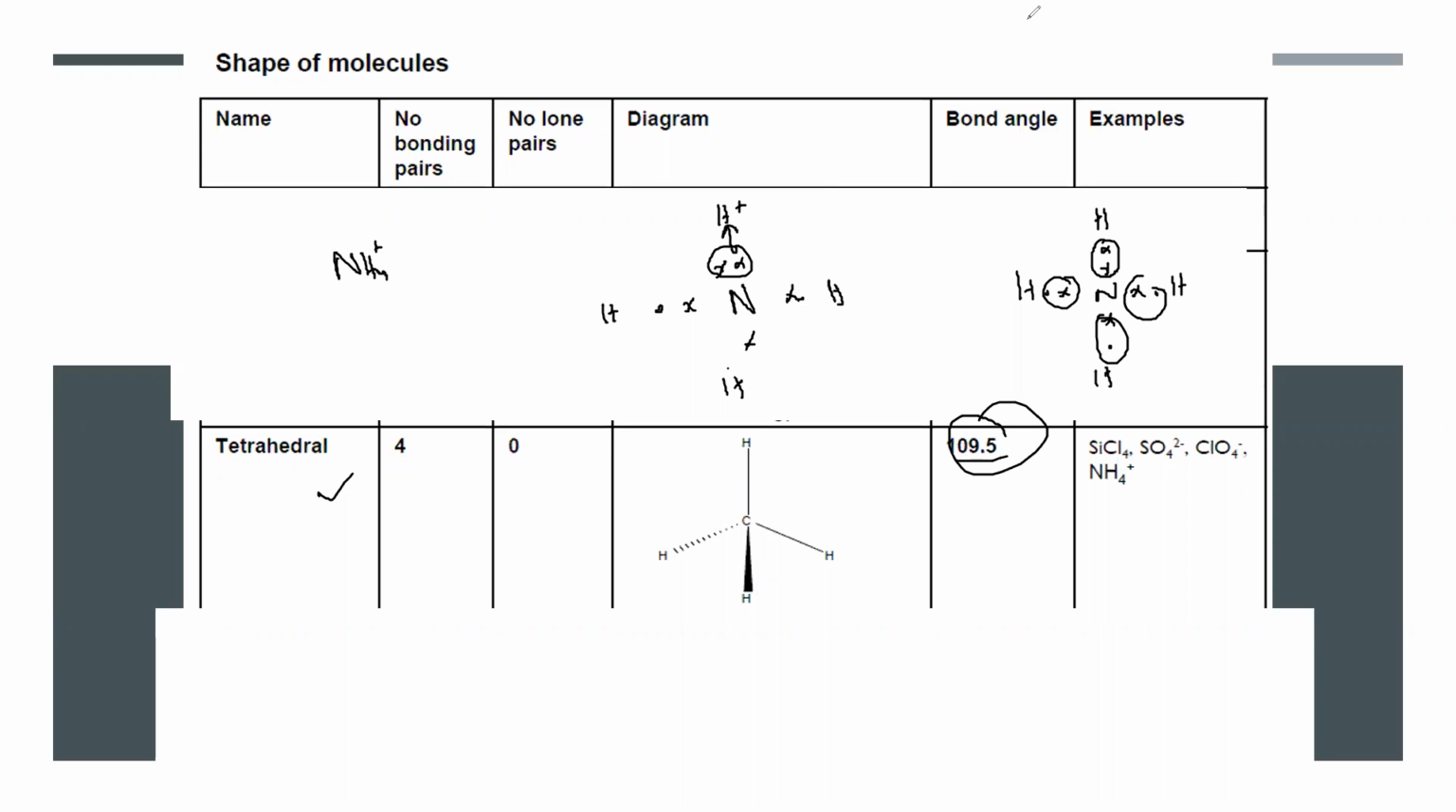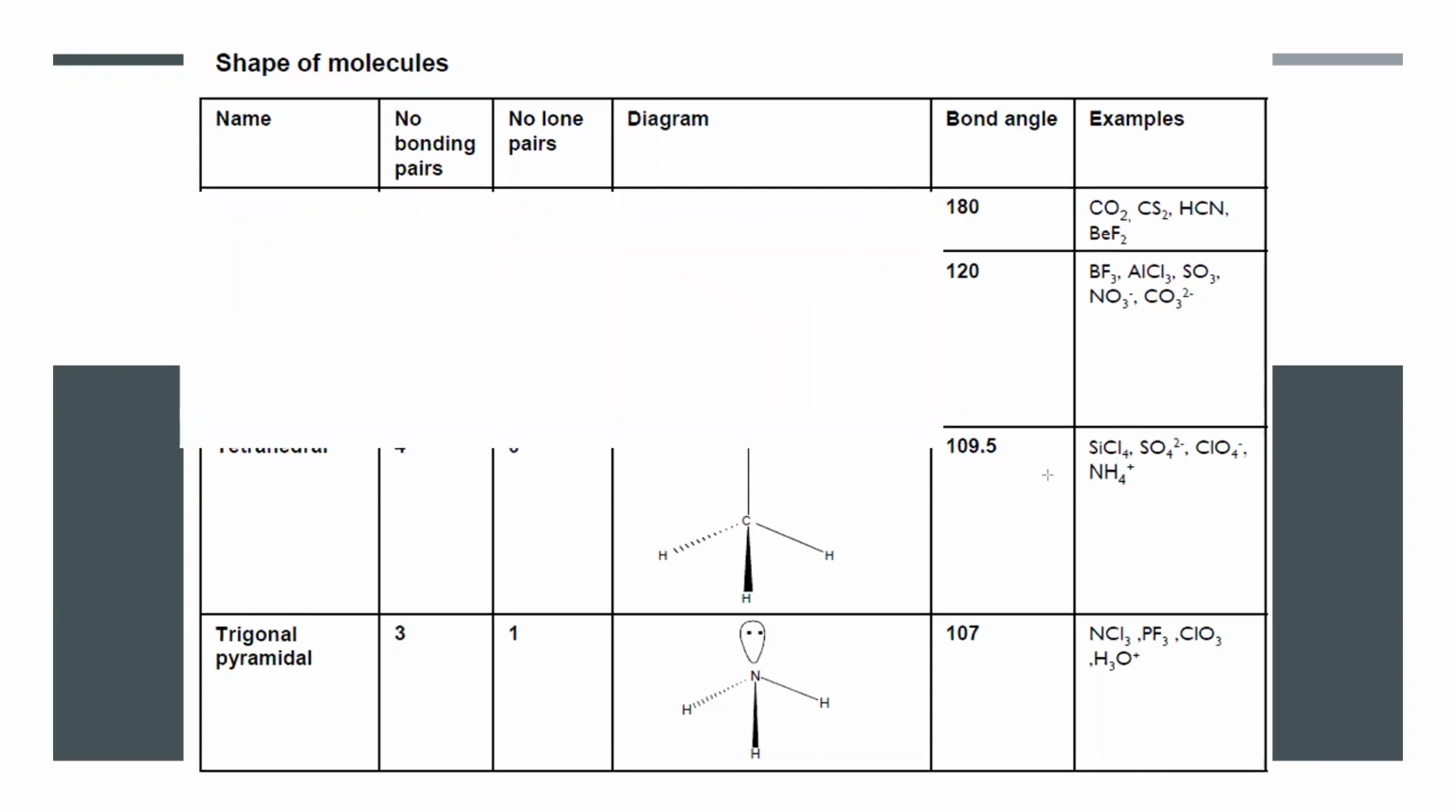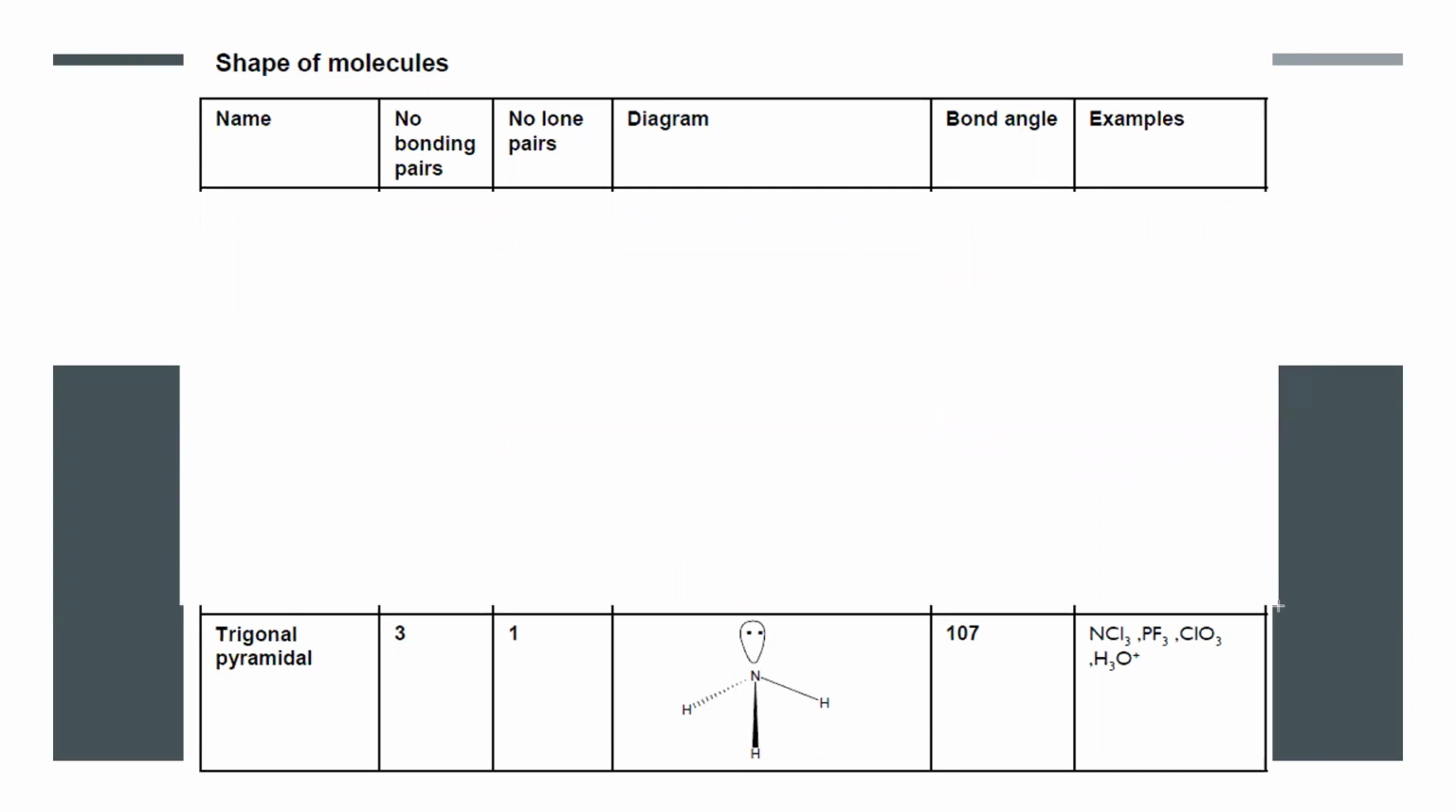Then if we have 3 bond pairs and 1 lone pair, then it will be trigonal pyramidal. So first thing, when you are predicting a geometry, you should draw the structure to identify which class the molecule belongs to, like how many lone pairs are there and how many bond pairs. So if there are 3 bond pairs and 1 lone pair, then it will be trigonal pyramidal. How to draw a trigonal pyramidal?